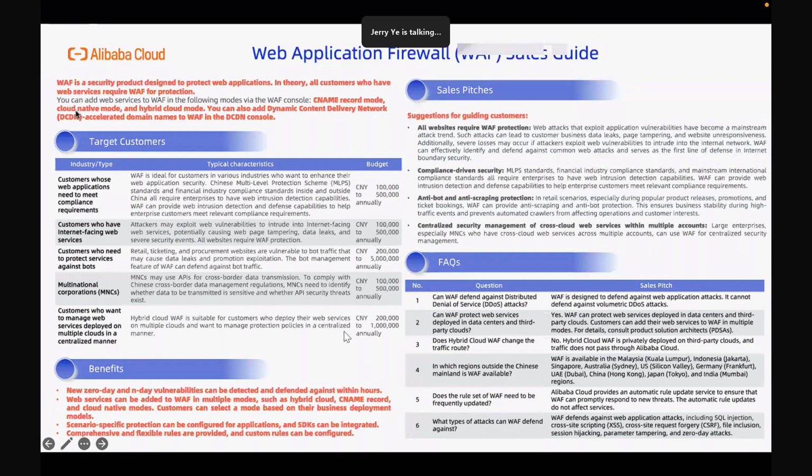The second one is the cloud native mode. What does that mean? For some of our customers, they may use the ALB to have the high QPS.